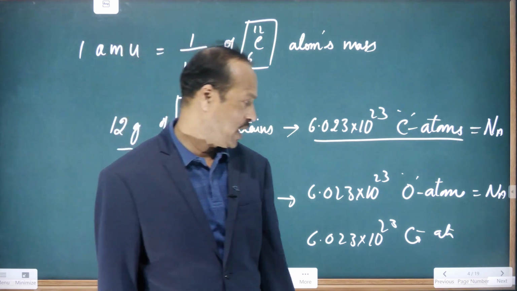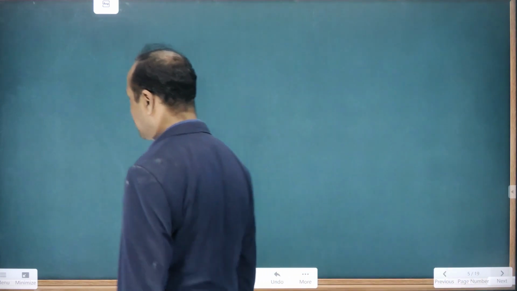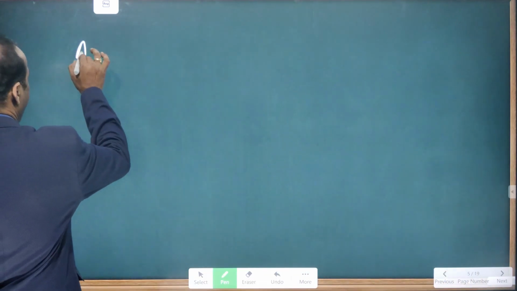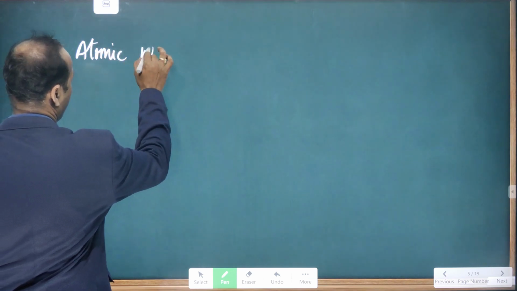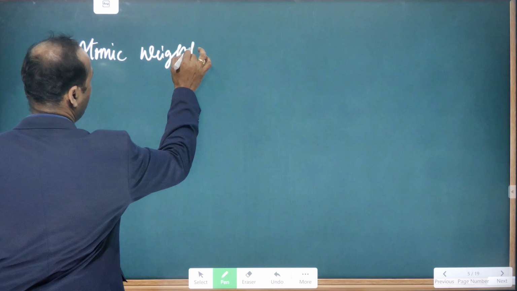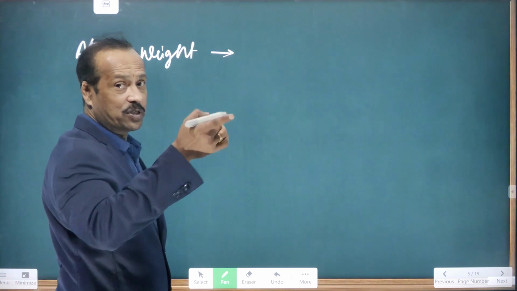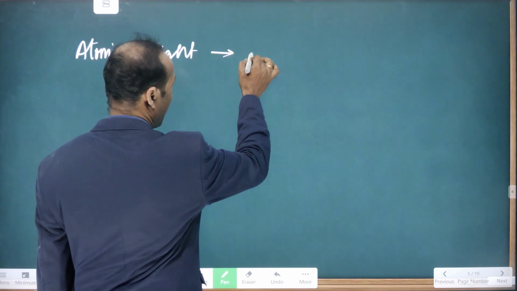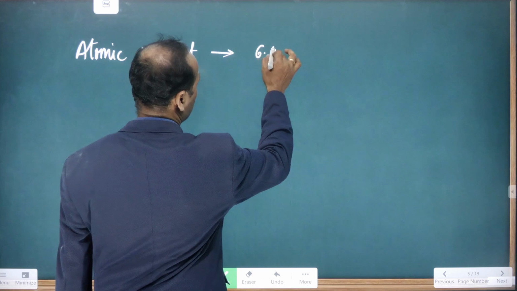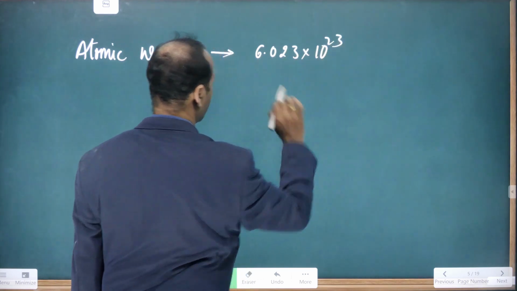Clear? Okay. So now we came to know about atomic weight. What is that? Atomic weight of any particular element, that many grams contains 6.023 into 10 to the power of 23 atoms.